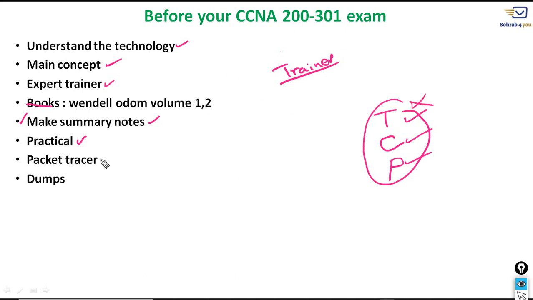Then what software do you need? If you have a hands-on lab with physical devices, that's fine. If you do not have physical devices, guys, you can use Cisco Packet Tracer. We have a lot of software, for example VIRL, Cisco Packet Tracer, and GNS3. For CCNA, I'm going to say the Cisco Packet Tracer is fine. It has everything you need.